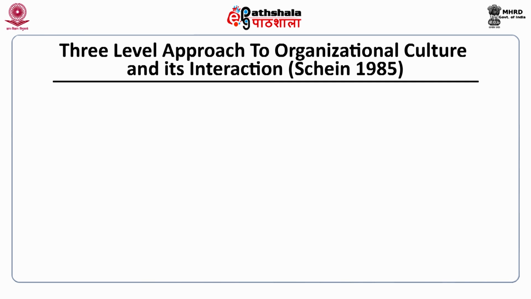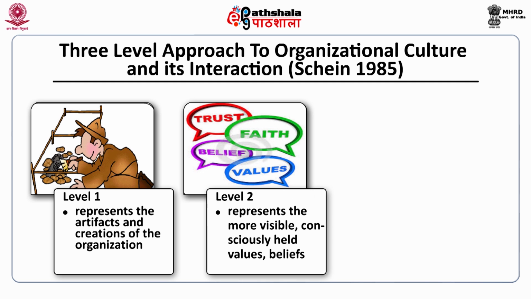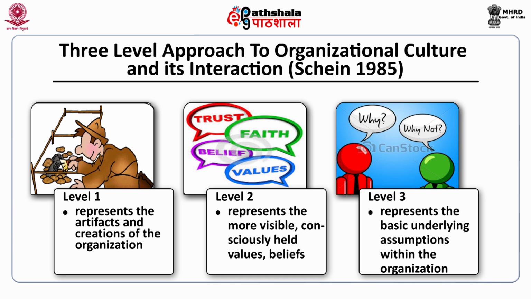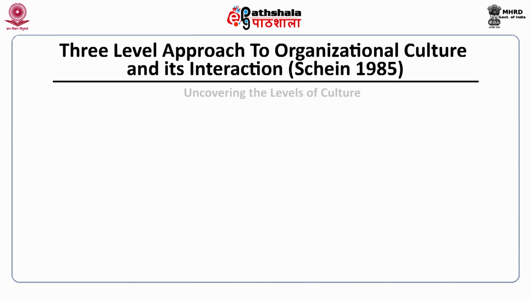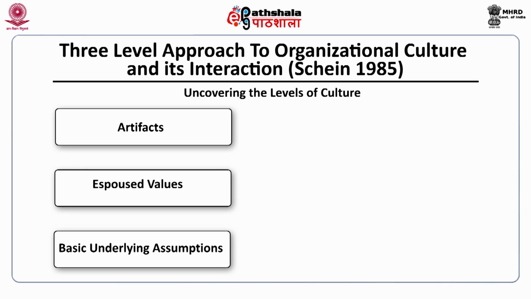Three-level approach to organizational culture and its interaction. Level 1 represents the artifacts and creations of the organization. Level 2 represents the more visible, consciously held values and beliefs. At level 3, it represents the basic underlying assumptions within the organization. Artifacts, espoused values and basic underlying assumptions are all interrelated to each other.